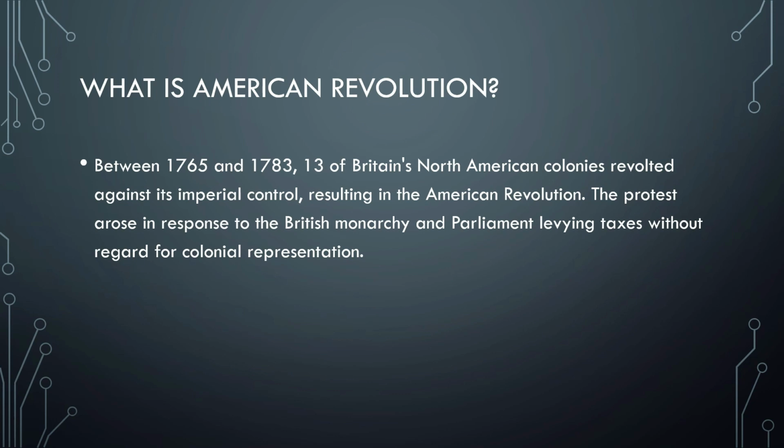What is the American Revolution? Between 1765 and 1783, 13 of Britain's North American colonies revolted against its imperial control, resulting in the American Revolution. The protest arose in response to the British monarchy and Parliament levying taxes without regard for colonial representation.